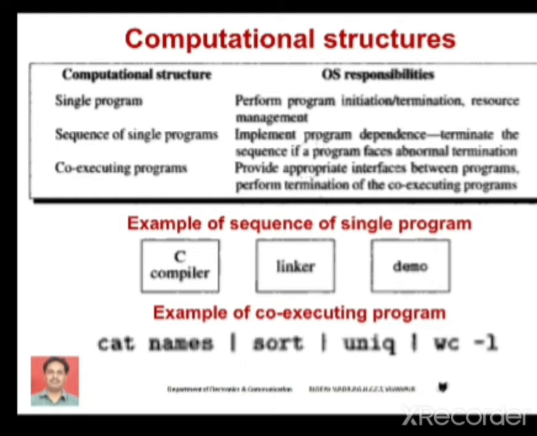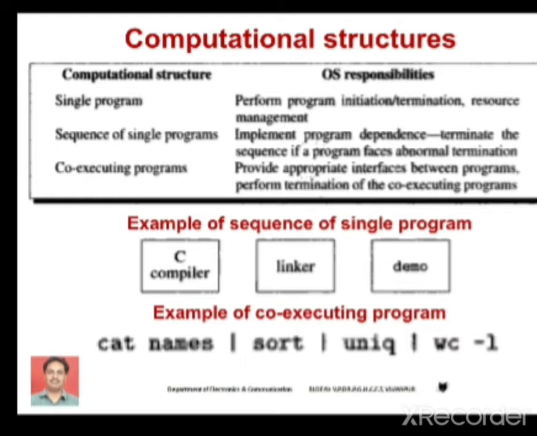Whatever the library functions you have used in your program, they are linked with the functions which are defined in the C language library. And finally, after linking, the execution takes place and you are going to get the results. So in this case, compiling, linking and executing the program need to be carried out in a particular sequence. That's why it is an example for sequence of single program.